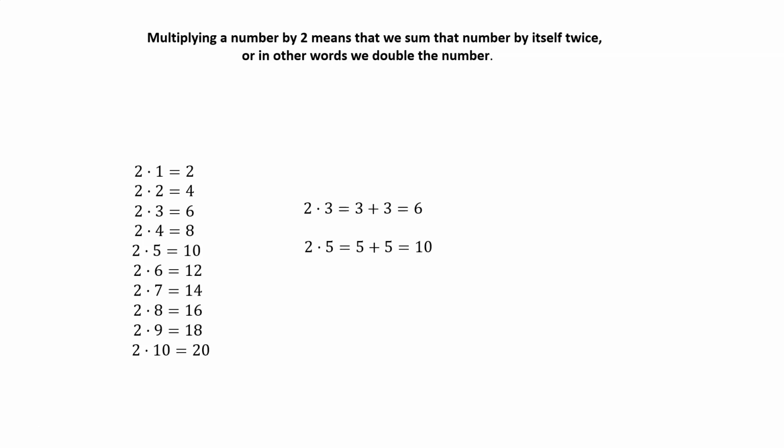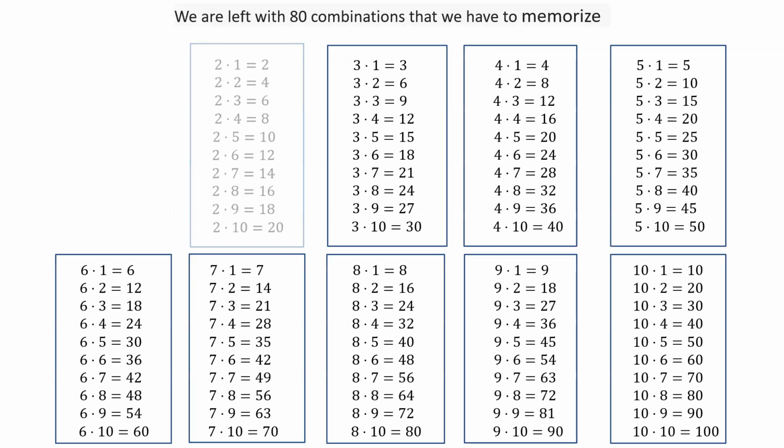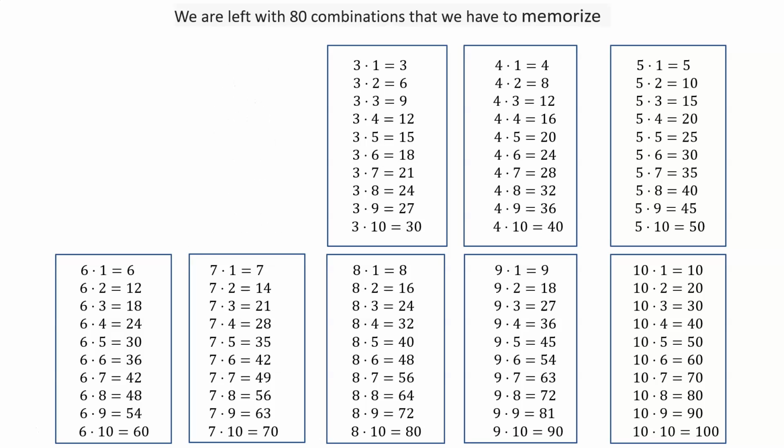2 times 5 is equal to 5 plus itself, or the double of 5, which is 10. 2 times 8 is equal to 8 plus itself, or the double of 8, which is 16. This means that we can take away 10 more combinations which we do not need to memorize. Thus we are left with 80 combinations.